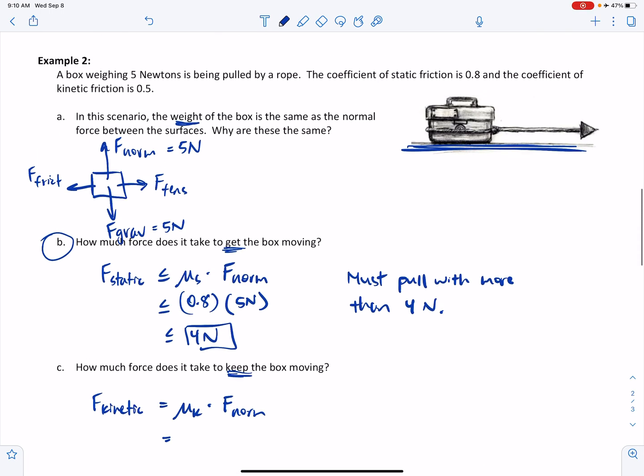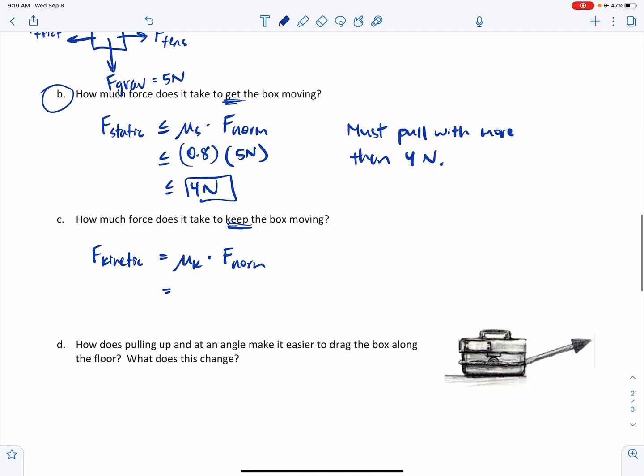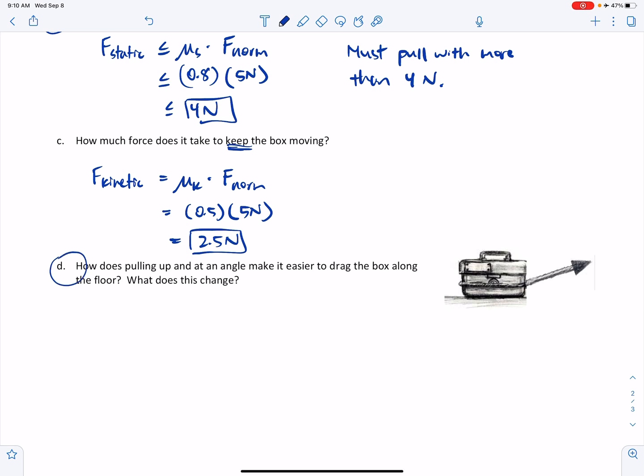So kinetic friction is equal to mu sub k times the normal force. Mu sub k, we identified that earlier up here as 0.5. So I'm going to use that here. 0.5 times the normal force of 5 newtons gives me a kinetic friction force of 2.5 newtons. So that's how much force is required to keep it moving. And then finally, question D, how does pulling up at an angle make it easier to drag the box along the floor? What does this change?